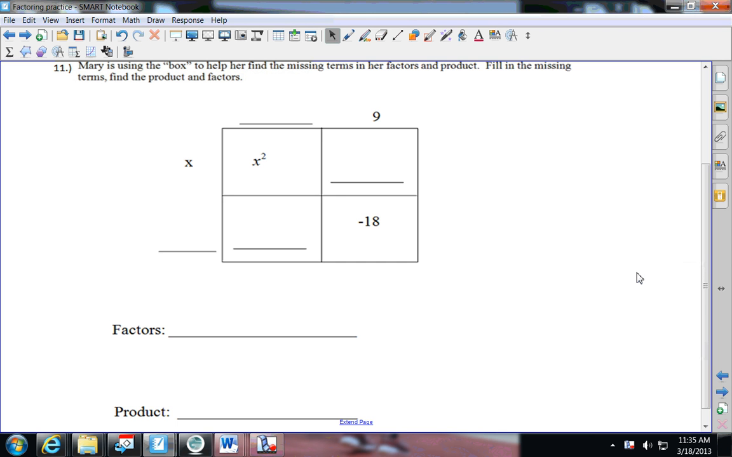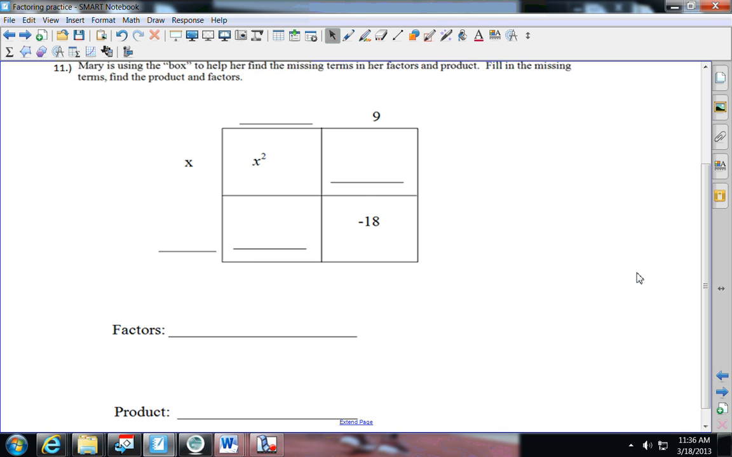All right, number 11. As we're looking at number 11, it says Mary is using the box to help her find the missing terms from her products and factor, or factors and product. Fill in the missing terms and find the product and the factors.